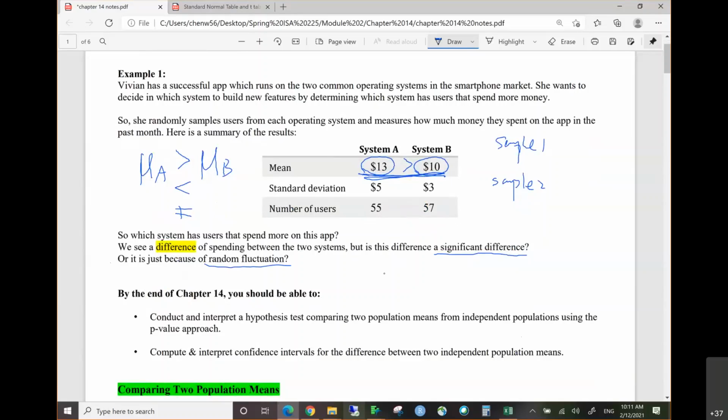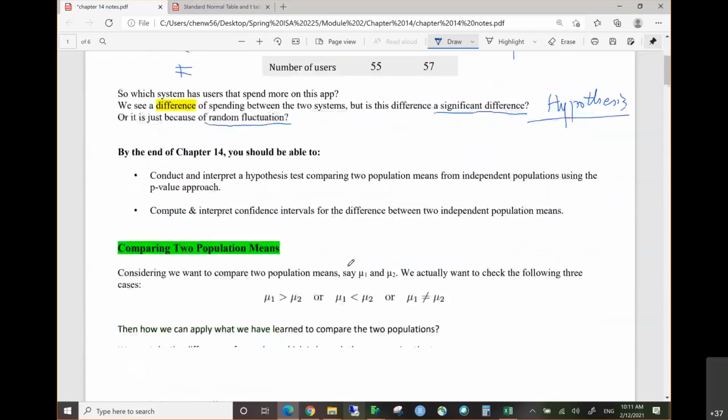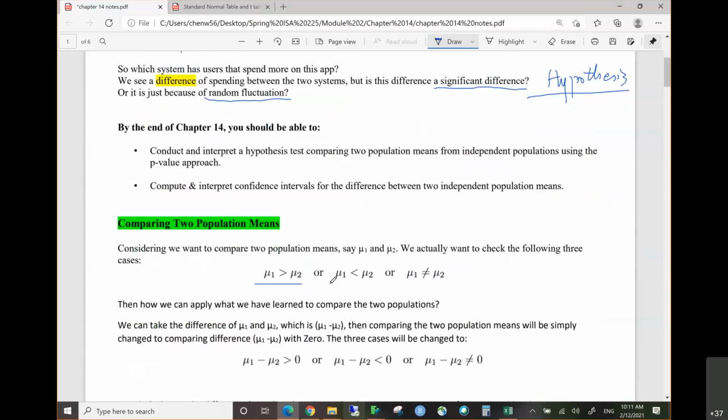Then what do we need? Of course, we need our hypothesis test. Since we still have the fresh memory, let's think about the whole process. I have A and B, and I want to compare these two for this relationship, based on what we learned.